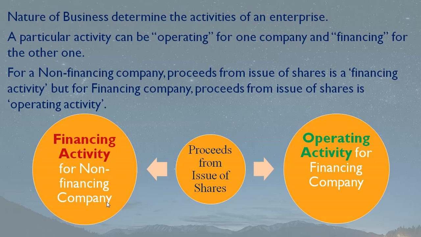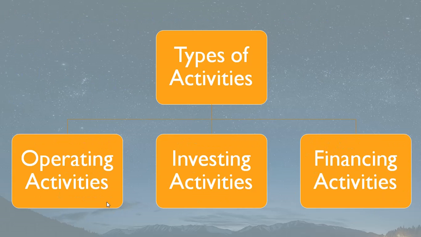But the financing companies involve, like, Max Life Insurance, Bajaj Insurance, Bajaj Finance, and other brokerage firms which deal in the purchase and sale of shares, debentures, stocks. These are called financing companies. So for a financing company, the issue of shares or the purchase of shares is treated as an operating activity, but for a non-financing company, proceeds from issue of shares or the sale of shares is treated as a financing activity. Now the types of activities we have already discussed: operating, investing, and financing activities.